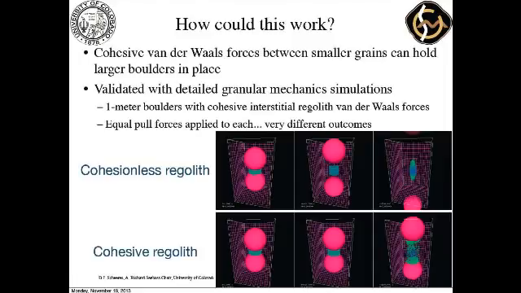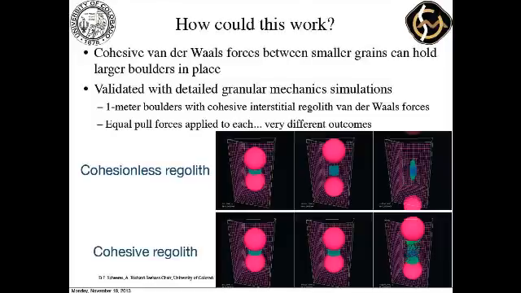So the way that we've been theorizing and modeling this is that these cohesive van der Waals forces between small grains can actually hold larger boulders in place. We validated this with detailed granular mechanics simulations, and as I'll show in a second, we see evidence for this in the asteroid database.